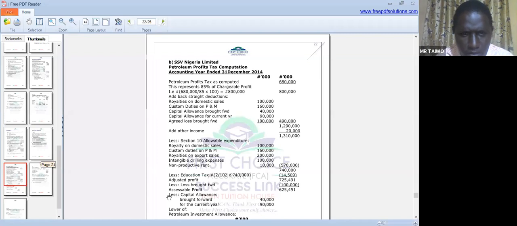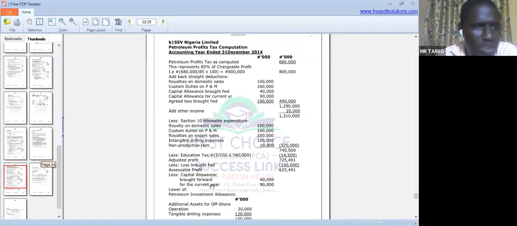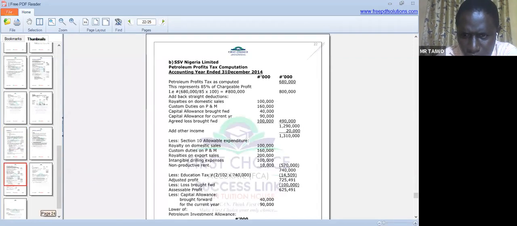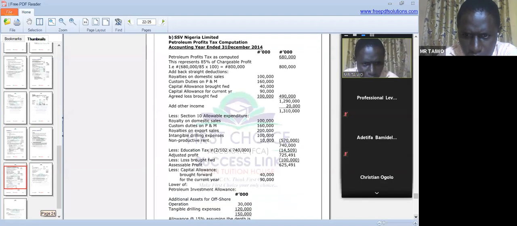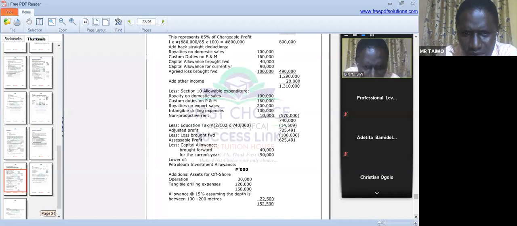Now, let's look at capital allowance. Can you see? They brought forward 40,000. The capital allowance for the year, look at it. The capital allowance brought forward was 40 million. The capital allowance for the year was 90 million. That's 130 million. So it's 130 million. No, you don't need to compute capital allowance then.